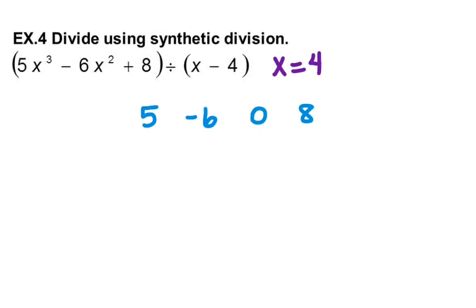We are dividing by 4. Whatever we're dividing by, take that binomial, set it equal to 0, and solve. That tells you the number that you're dividing by. Or it's always going to be the opposite sign of that number.